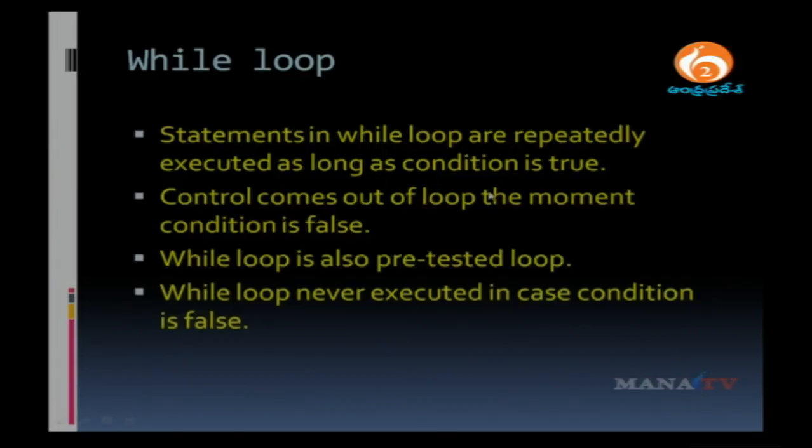Statements in the while loop are repeatedly executed as long as the condition is true. Control comes out of the loop the moment the condition is false. While loop is also called a pre-tested loop. Pre-tested means the condition is checked, then only the statements are executed. Even the for loop is also called a pre-tested loop. The while loop never executes if the condition is false. While loop and for loop never execute if the condition is false.